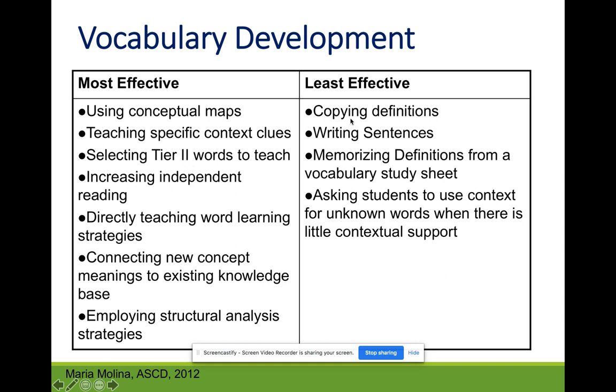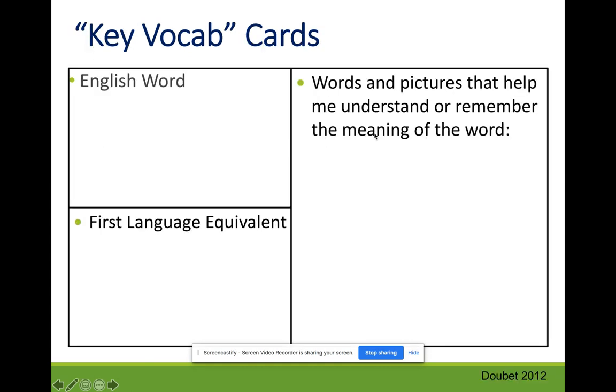What's not effective is copying definitions, writing sentences, memorizing definitions from study sheets, and asking them to use context for unknown words when there's little contextual support, like that stupid picture of the two people looking at the car. That's not helpful, and yet most of the places you'll go, you'll see a lot of this happening.